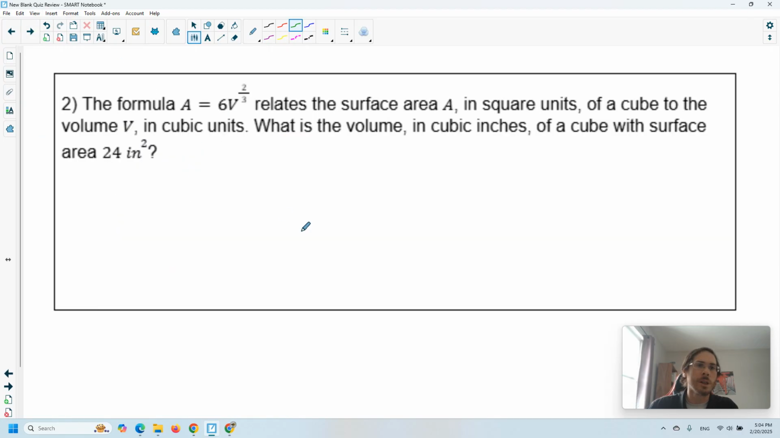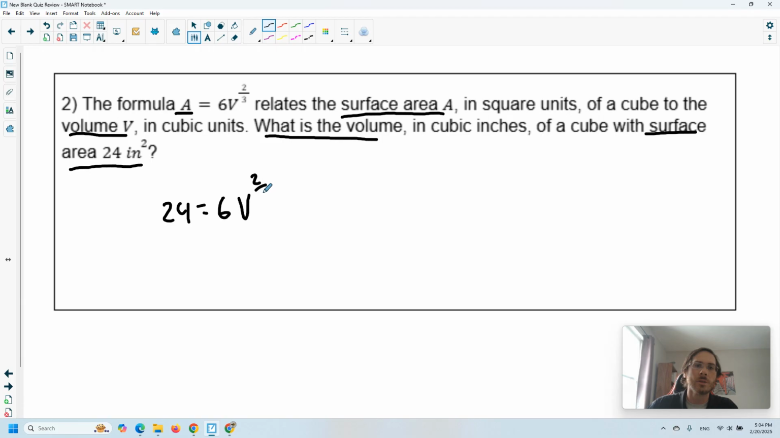For number 2, we've got this formula. It relates the surface area A in square units of a cube to the volume V in cubic units. What's the volume in cubic units of a cube with surface area of 24 inches? So we can see it tells us that A is the surface area, and down here it tells us the surface area is 24. So we'll put 24 in for A. 6 makes sense. V is the volume, so that's what we're trying to figure out. So we'll leave V as V.